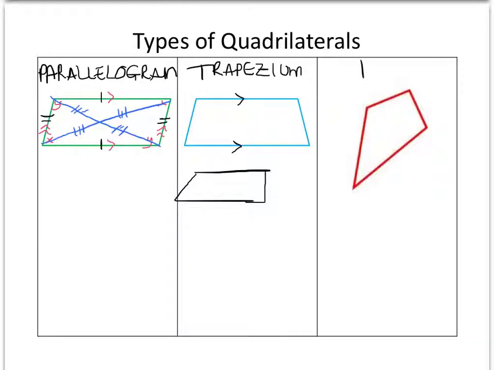And our last one is a kite. With a kite, we have two pairs of equal sides. So that side and that side are equal to each other, and then this side and this side are equal to each other. None of the sides are parallel, okay? You can see if you extended all of the sides, they would all intersect.